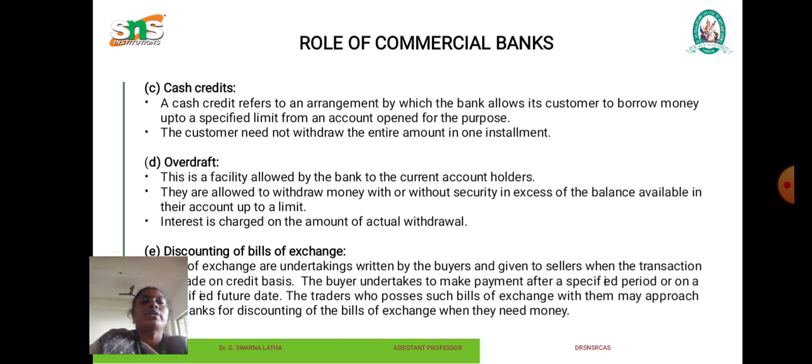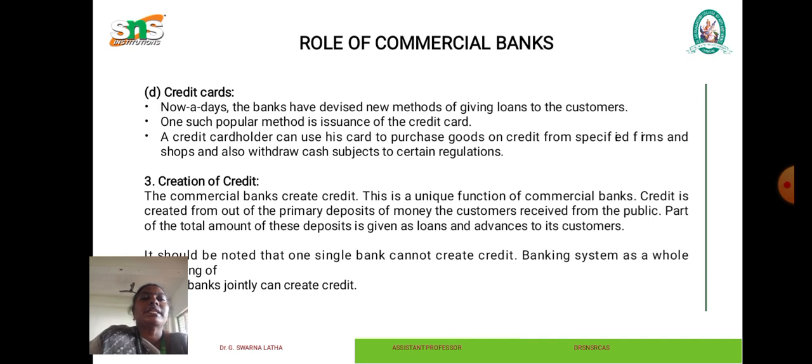Next one is discounting of bills of exchange. Bills of exchange are undertakings written by the buyers and given to sellers when the transactions are made on a credit basis. The buyer undertakes to make payment after a specified period or on a future date. The traders who possess such bills of exchange may approach banks for discounting of the bills when they need money.